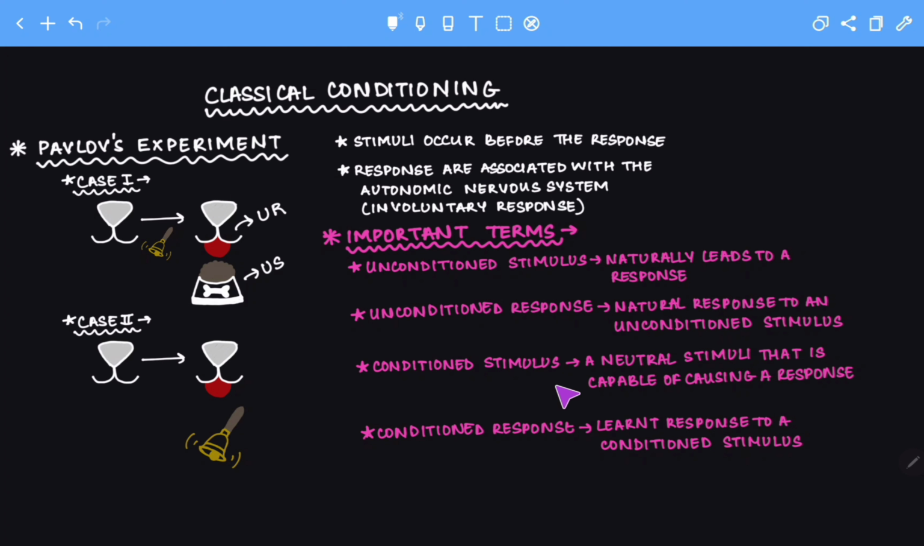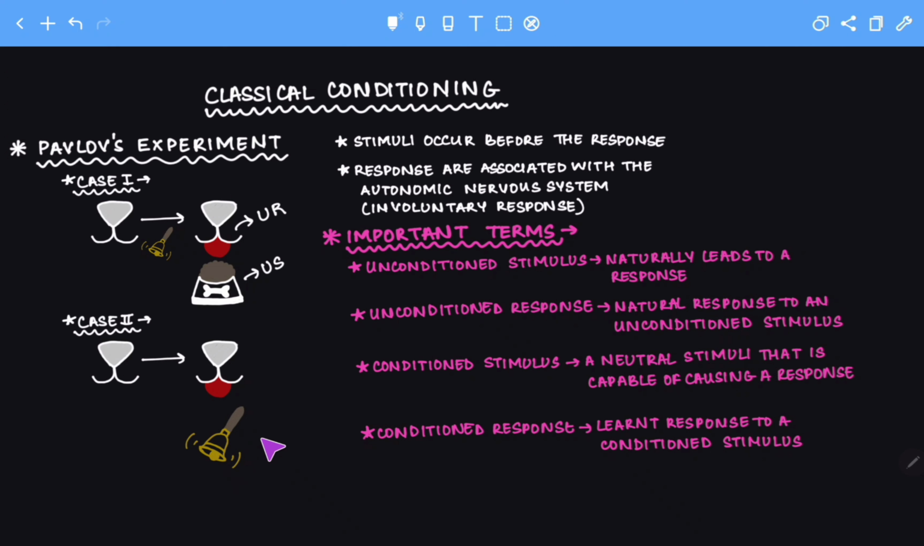Next is the conditioned stimulus. So here the conditioned stimulus is the ringing of the bell, wherein while presenting food to the dog, we simultaneously ring the bell. So the dog starts salivating due to the food, but over time, by just ringing the bell, the dog will start salivating.